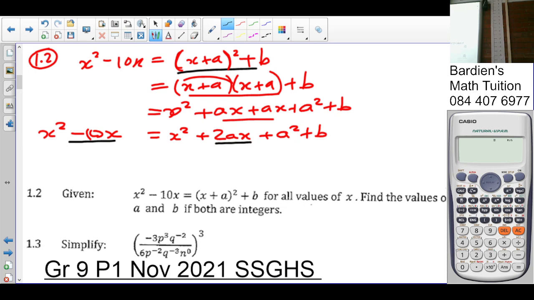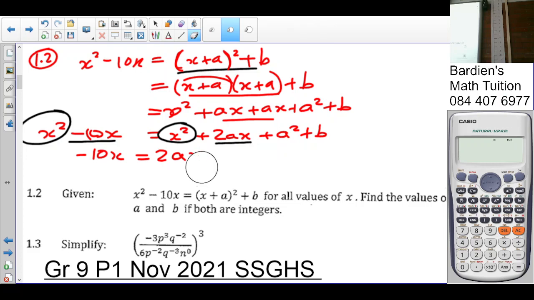You see, this term here as it stands is exactly that term there. Not so? So in other words, we know that negative 10x is equal to 2ax. Or we could have just taken the coefficients into account. So it's going to be negative 10 is equal to 2a. Divided by 2 both sides. So a is equal to minus 5. You all see that?